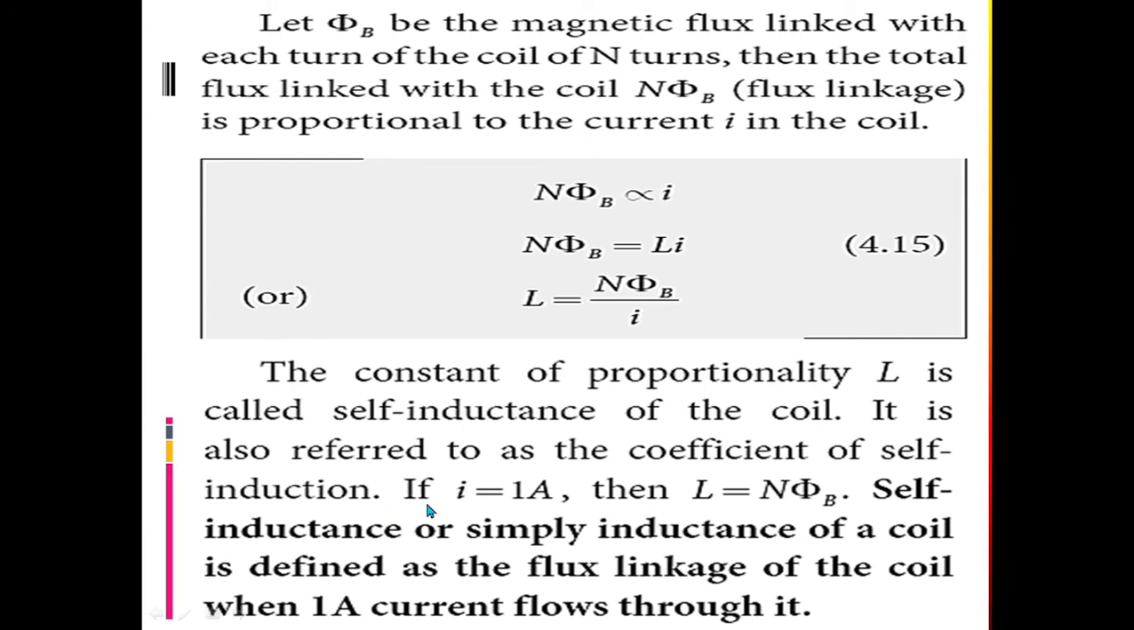If I is equal to 1 ampere, when we apply 1 ampere current through the coil, what happens to each turn of the coil?